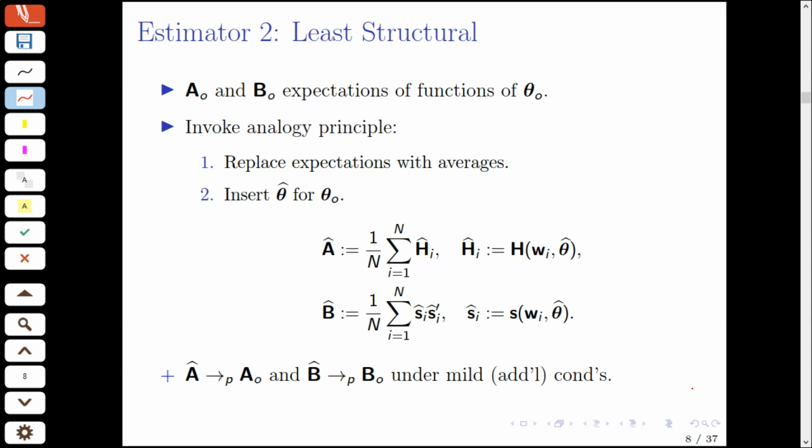The next estimator that we'll consider is in some sense the least structural. This estimator builds on the observation that both A0 and B0 arise from expectations of functions of theta naught. Since these variance components arise as expectations, we could simply invoke the analogy principle, which involves two steps. First, we replace the population expectations with sample averages. And then we replace the unknown true parameter with our estimator thereof.